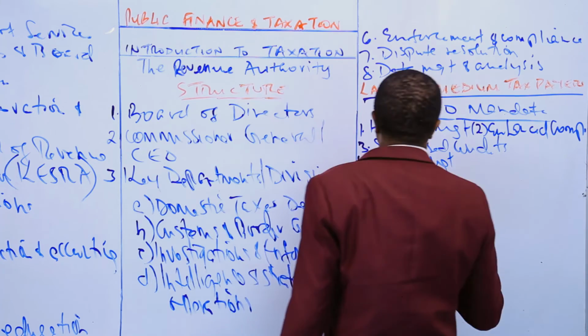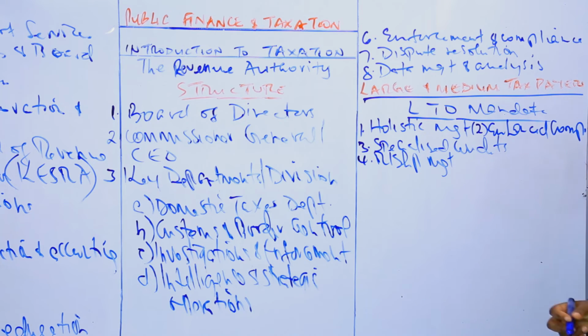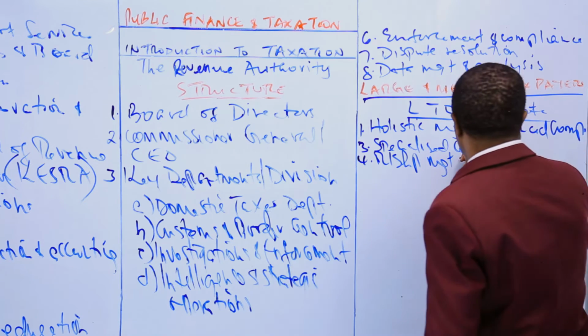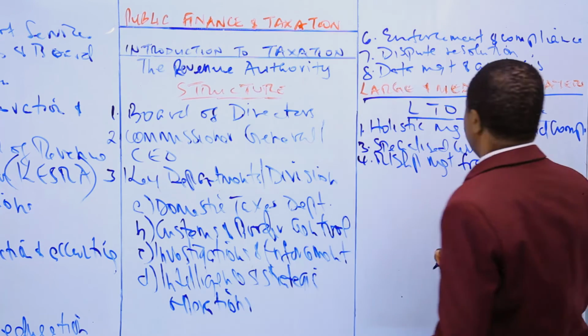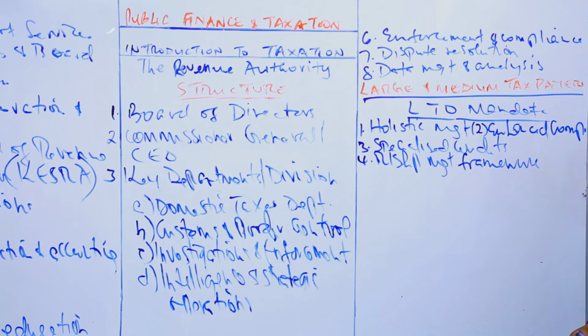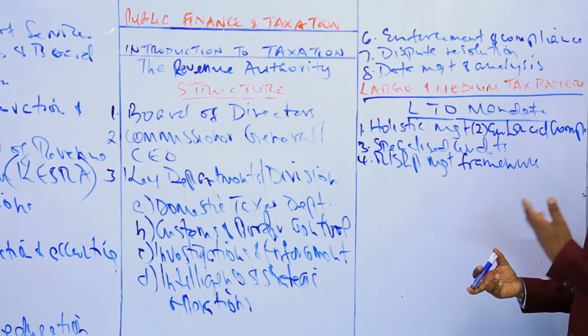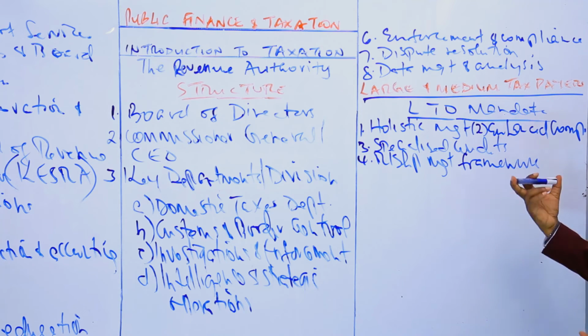Relationship management framework. That is to mean that the office, the Large Taxpayers Office, develops and maintains strong personalized relationships with the taxpayers to facilitate open communication, to address concerns, and also provide tailored services. And that includes assigning dedicated relationship managers to these large taxpayers. The relationship management framework is provided by this office.